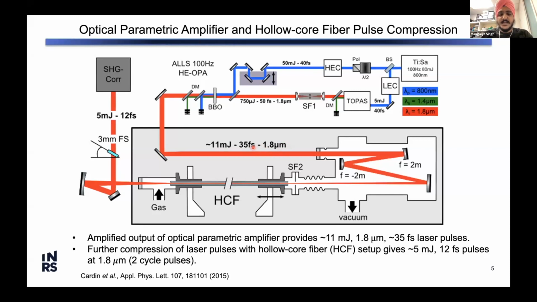And if we need to further compress the pulse duration, we have the hollow core fiber pulse compression system. With this, we can obtain about 12 femtosecond pulse durations at 1.8 micron, which is about 2 cycles, with an approximate energy of 4 to 5 millijoules.